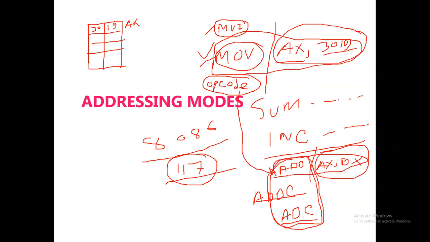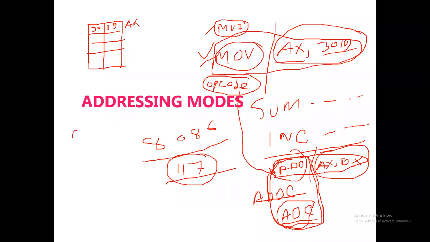The instruction has two parts: opcode and operand. The opcode is different: MVI is one opcode, MOV is another opcode. But the instruction type is the same, both are movement instructions. Clear? Like ADD and ADC, the instruction is almost the same, both are addition. But the work is different, the opcode is different. This is add and this is add with carry.